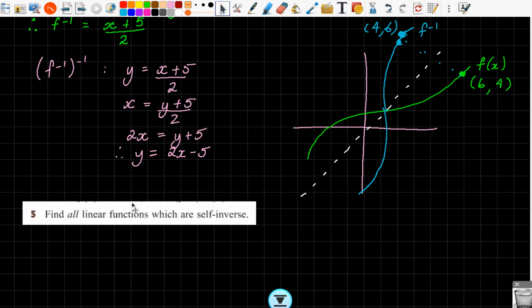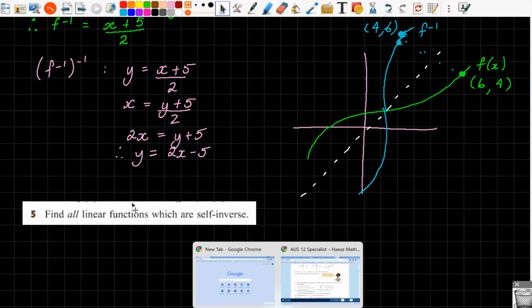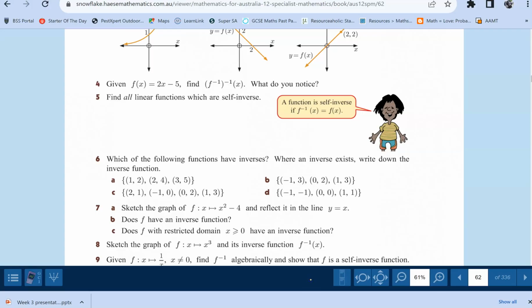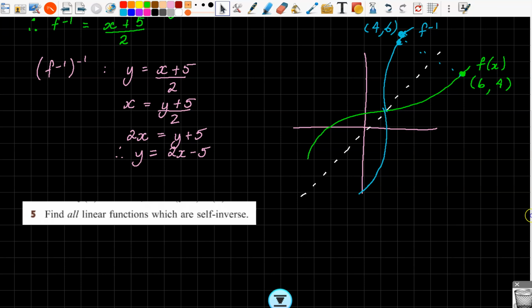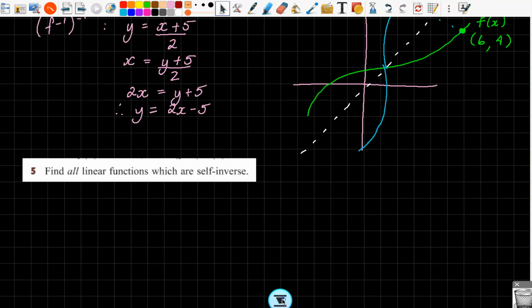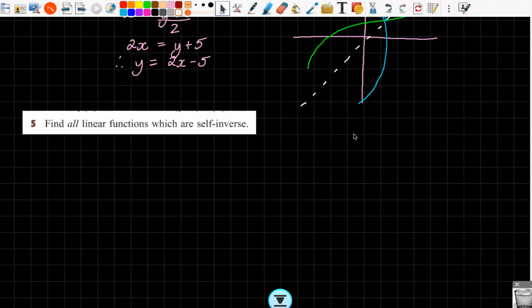Find all linear functions which are self-inverses. So what does it mean to be a self-inverse? Well, a function is self-inverse if its inverse equals its function. So let's have a think about that. And I think graphically is probably the best way to look at it.